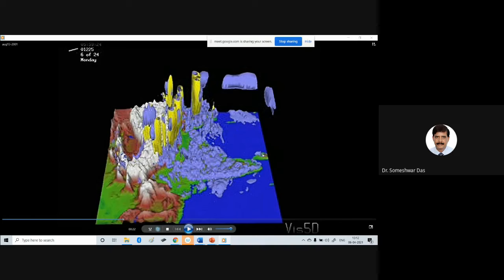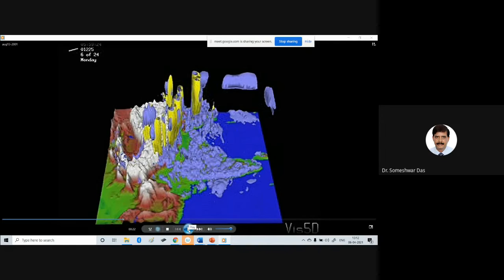Okay. This is Sri Lanka, the southern peninsula of India. And these are the clouds, the same cloud that you saw in a normal direction. Now you see how it looks from the east and from the west. If you look at the clouds from the west, this is how it looks. Now you will be able to see it from different directions.